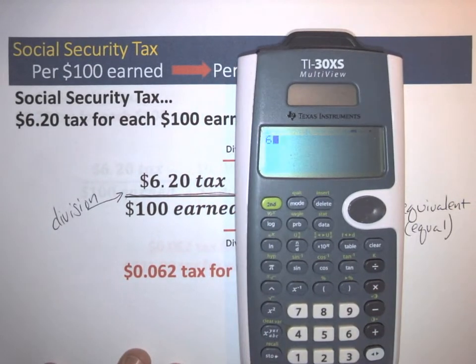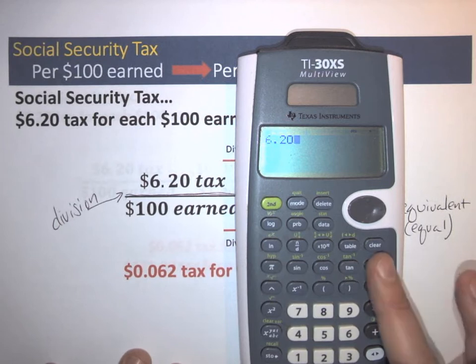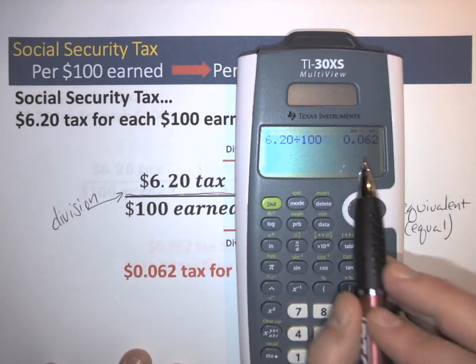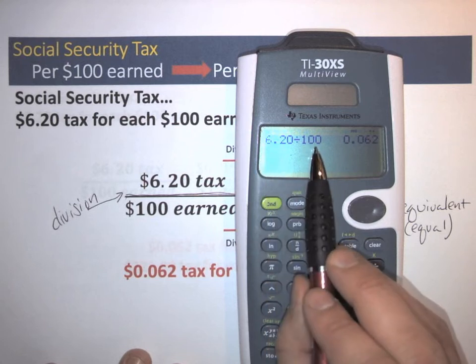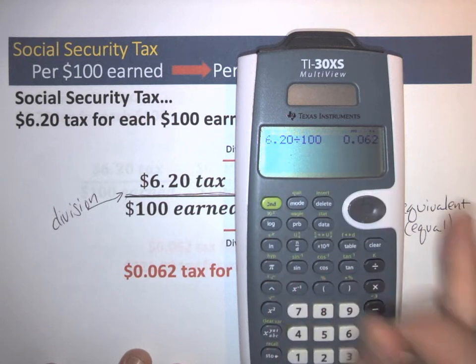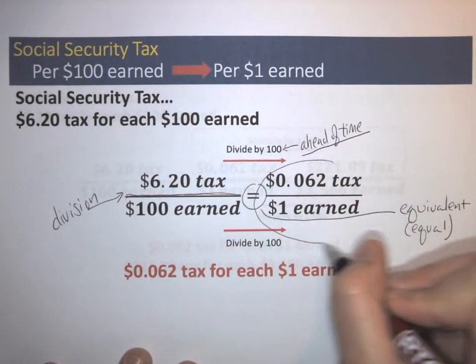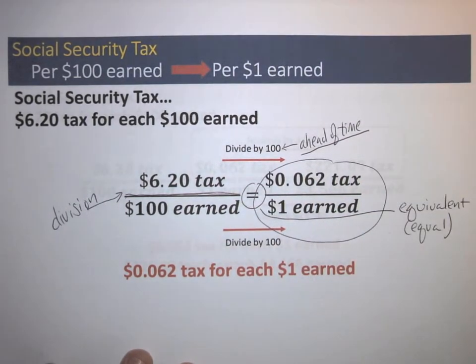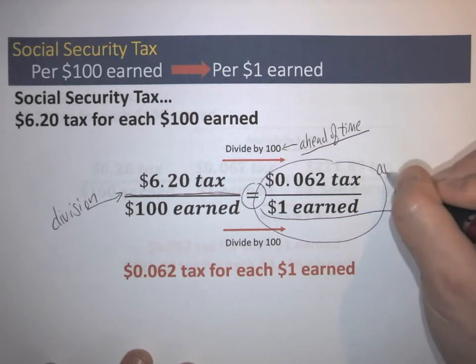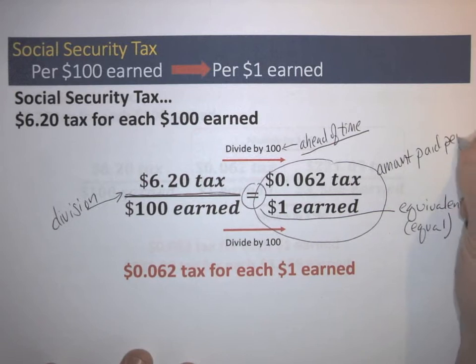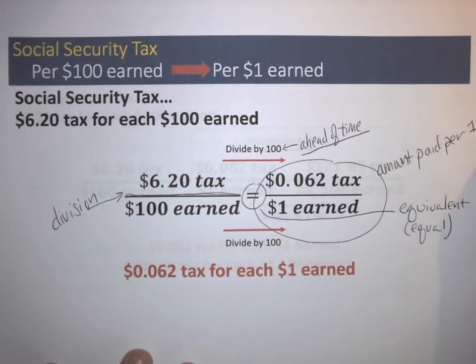So if I take that $6.20 and I divide it ahead of time by the 100, this is how much per 100. This is how much per $1. So I have this kind of cool unit here, a unit rate, and this is the amount paid per $1.